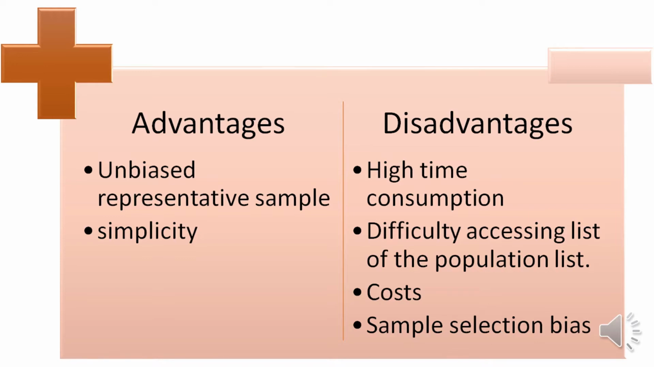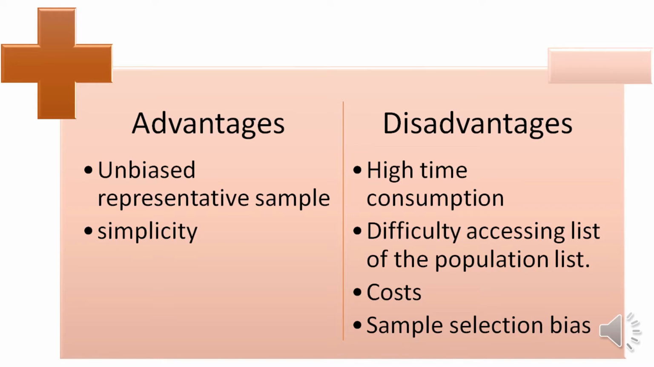So the disadvantages, the first one, is high consumption of time. This is because the organization that keeps the individual data often imposes lengthy retrieval processes. The second is the difficulty accessing the population list. So here, some of the organizations are not willing to provide the complete list of the individuals that we need for a research.